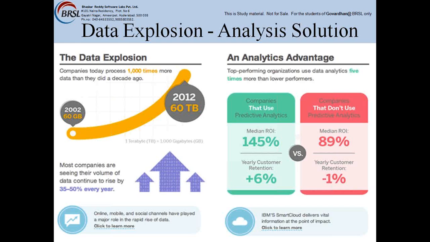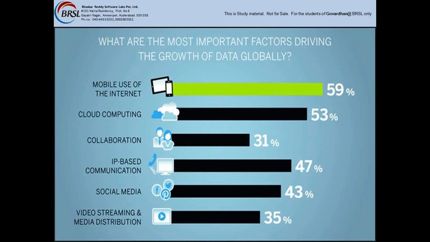Those companies that have implemented some kind of tool to manage this data and do predictive analytics are able to retain more than 6% of their customers. Those companies that are not able to handle the data explosion are losing more than 1% of their customers. So people are moving on. Top performing organizations are using 5 times more data than the lower performers.